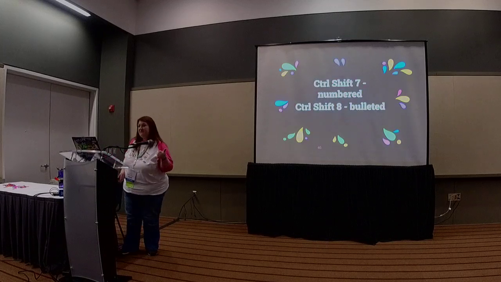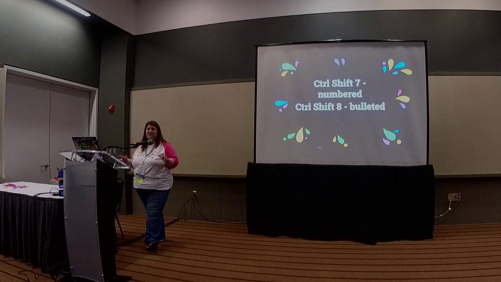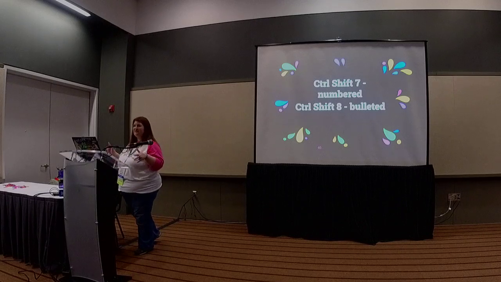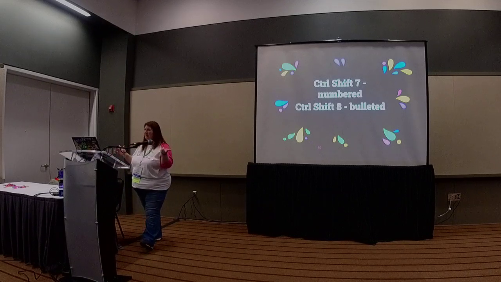If you highlight something and press Control Shift 7, it will put it into a numbered list, and Control Shift 8 is a bulleted list. Shortcut there. It also takes it off.